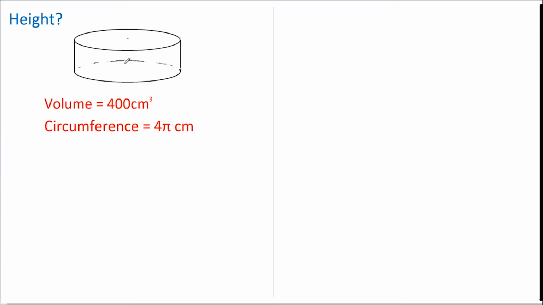Now we get the volume of this cylinder by multiplying the area of the circle by the height of the cylinder. So the volume equals the area of the circle, which is pi r squared, multiplied by the height of the cylinder, which is h. We know the volume is 400, that's given. So 400 equals pi r squared h.